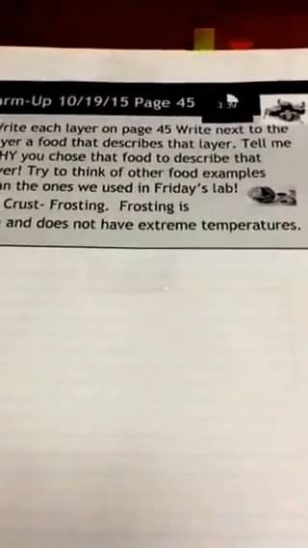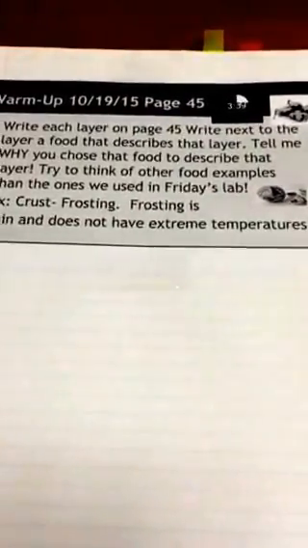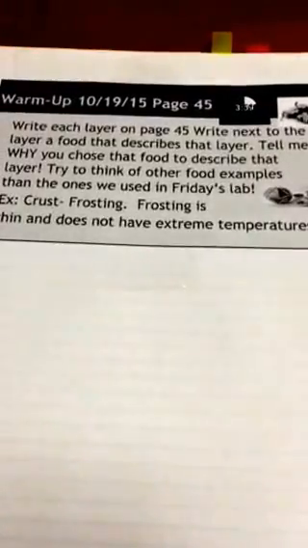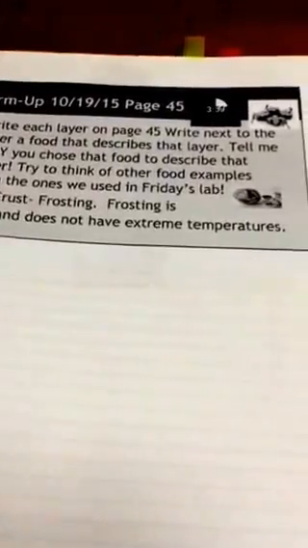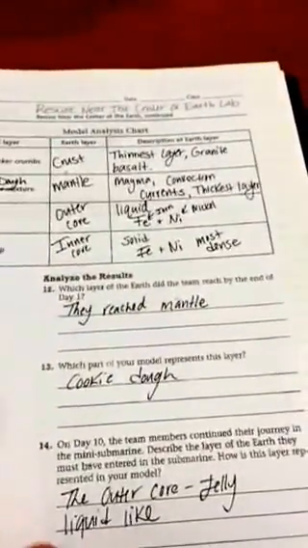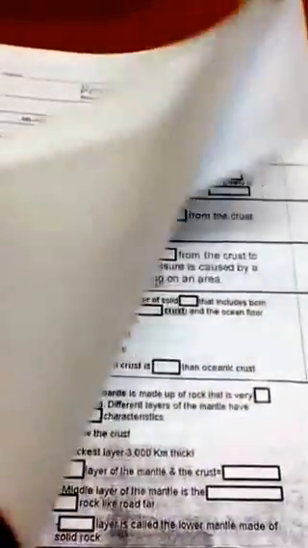On page 45 was a warm-up where you listed the layers inside of Earth and a food that represented the consistency of each layer. Across from that, on page 46 was the Rescue to the Center of the Earth Lab, where you built a food model and answered the questions.